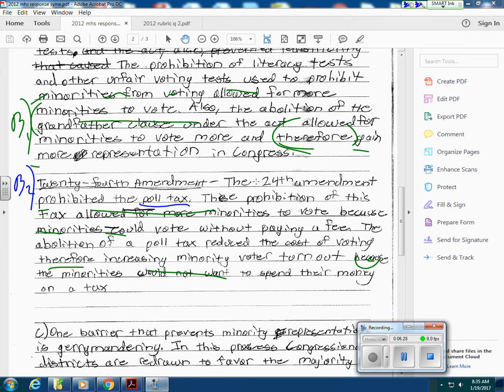The prohibition of the poll tax allowed for more minorities to vote because minorities could vote without paying the fee. The abolition of the poll tax reduced the cost of voting, therefore increasing minority voter turnout because the minorities would not want to spend their money on a tax. So there's got to be a link there between the payment of the money and that minorities were prohibited because of this. Okay? And with that, therefore, he's continuously closing the loop. Always bring your therefore in to close the loop.